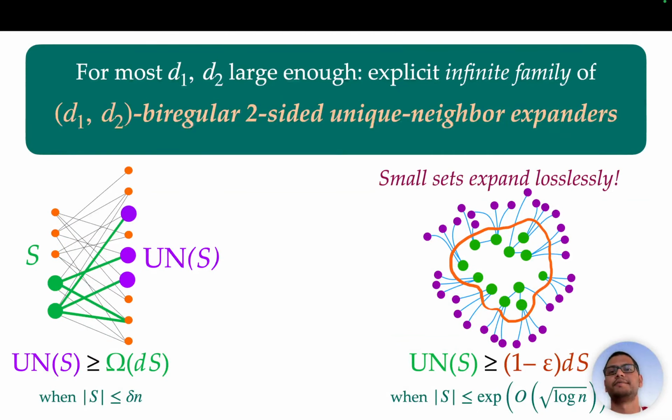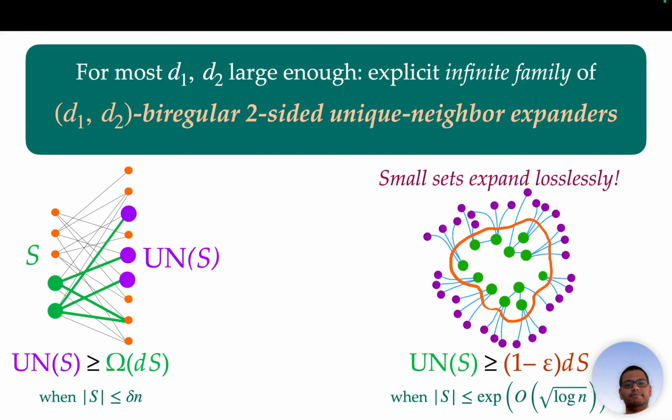We show that for most choices of D1, D2, for example, you can think of D1 and D2 as being any pair of large enough constant even numbers, you can construct an explicit family of graphs where all the left vertices have degree D1, all the right vertices have degree D2, and the graph is a two-sided unique neighbor expander. Additionally, for sufficiently small sets, where sufficiently small is exp of root log n, so something that grows faster than polylog, but maybe a little bit subpolynomial, we know that every set expands losslessly, in the sense that they exhibit the strongest possible quantitative form of unique neighbor expansion.